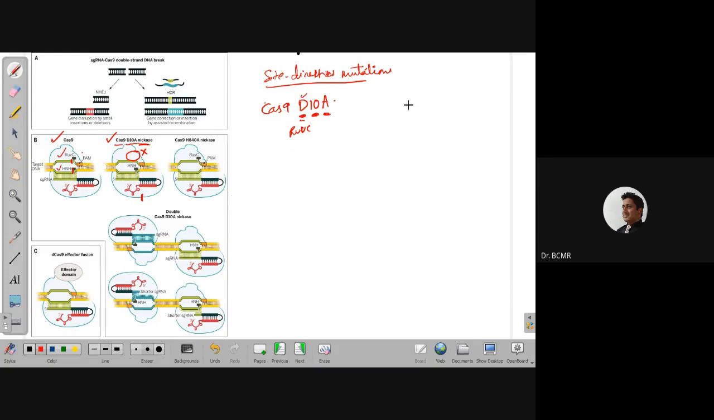Similarly, they also engineered another protein called H840A, where histidine at position 840 is substituted with alanine. In this case, RuvC is active, but the HNH domain is not active. So it can cleave the other strand of the target DNA, but it is also a single strand break only.